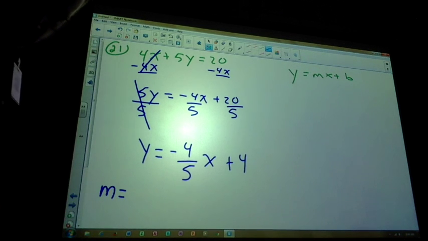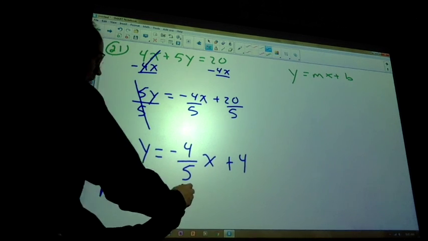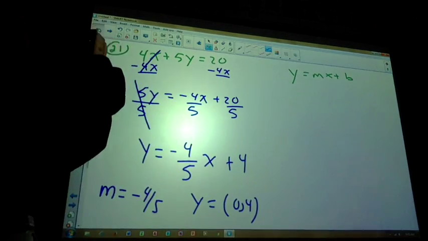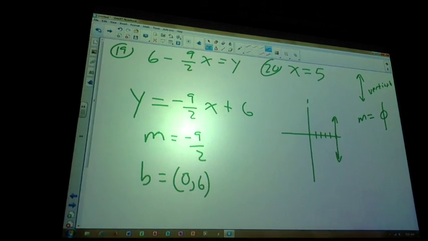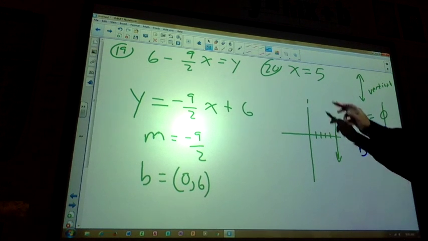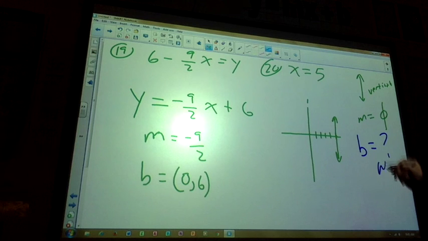Did it say identify the slope? Yep. Slope is negative 4/5. And the y-intercept is 0, 4. Hey, question though. On this vertical line over here, what was the y-intercept? The y-axis. Yeah, it's going parallel to it. It's not going to cross. So, it won't have one. You write no solution. Does not exist. Won't cross.